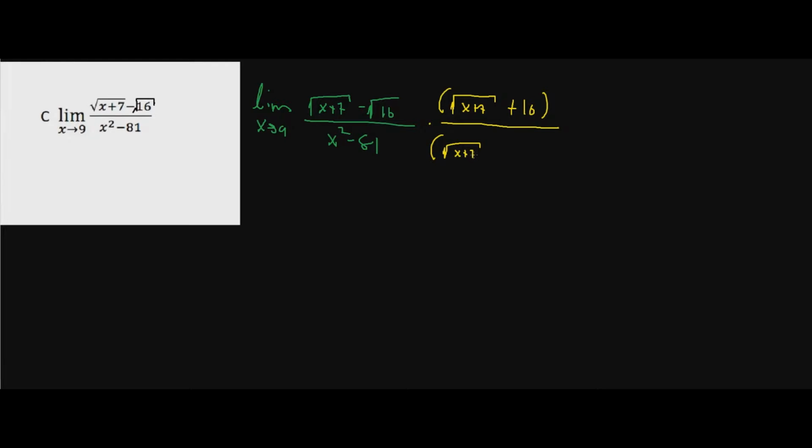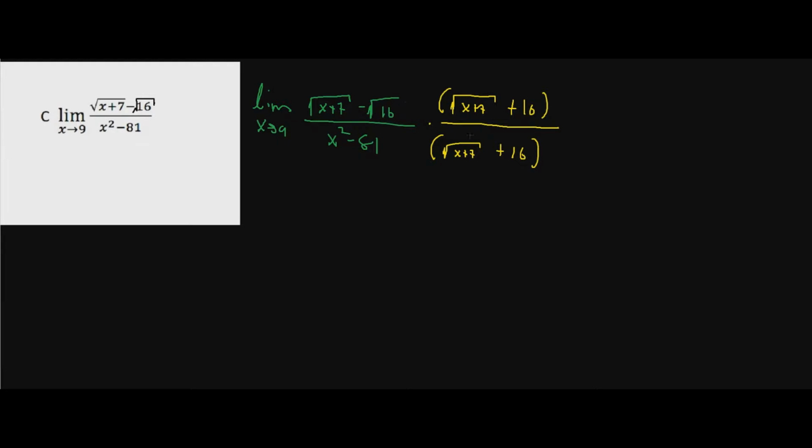And let's go ahead and write it out. The limit as x approaches 9 of the square root of x plus 7 minus the square root of 16, all divided by x squared minus 81. Now I'm going to multiply over here by the square root of x plus 7 plus 16, and down below I'm going to multiply by the square root of x plus 7 plus 16.